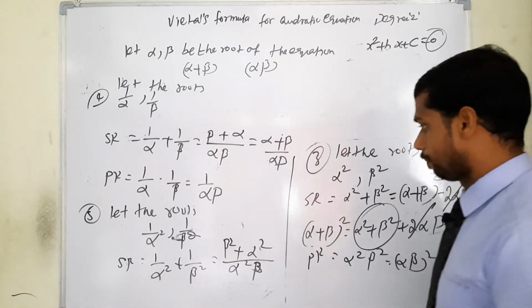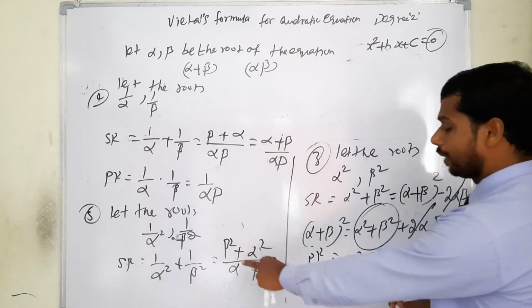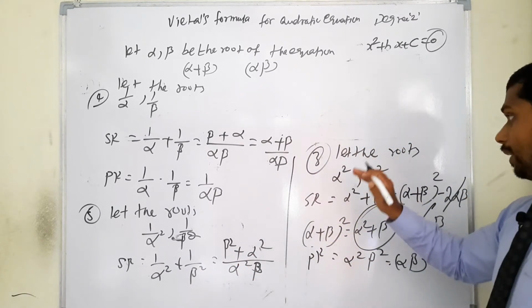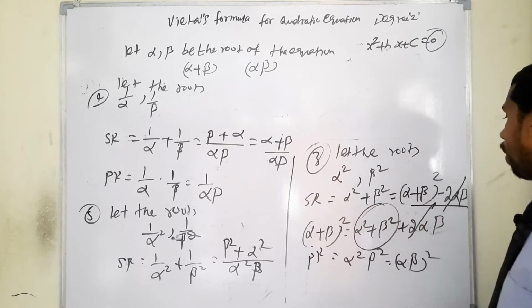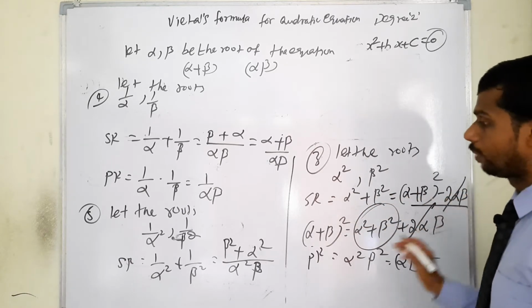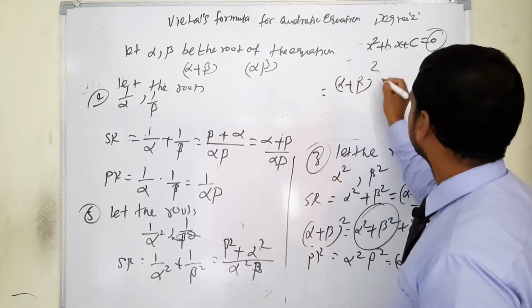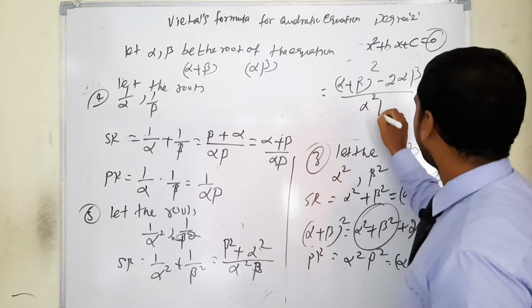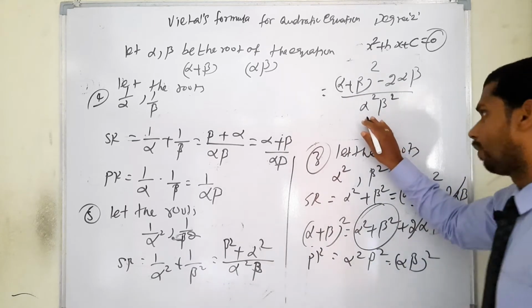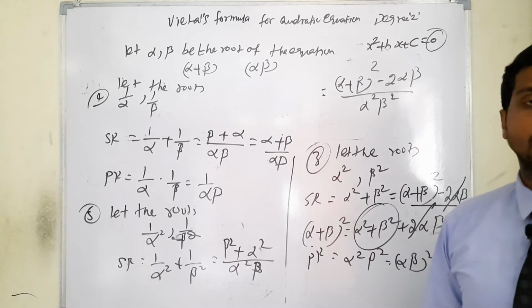Now the next step, alpha square beta square. Already we know from basic example 3 that alpha square plus beta square is alpha plus beta the whole square minus 2 alpha beta. Therefore, alpha plus beta the whole square minus 2 alpha beta divided by alpha square beta square. Instead of alpha square beta square, we can write alpha beta the whole square, because if you remove the bracket we will get the same answer.